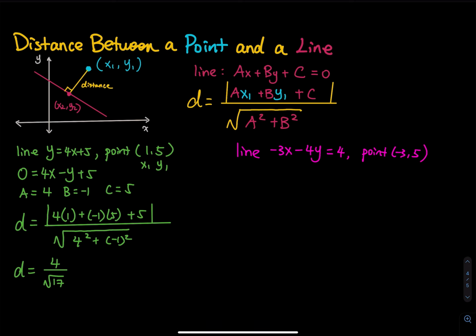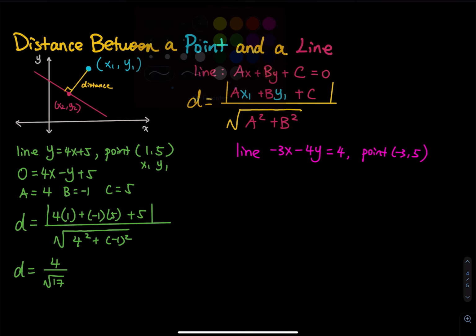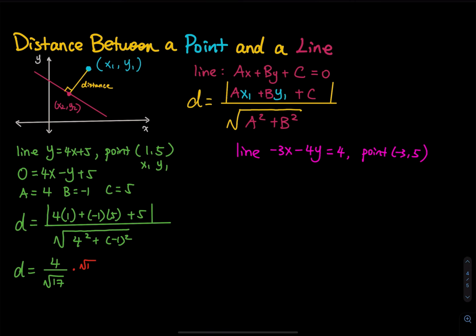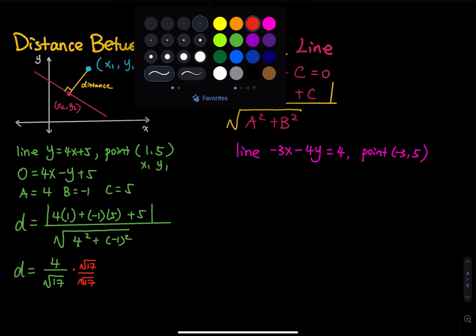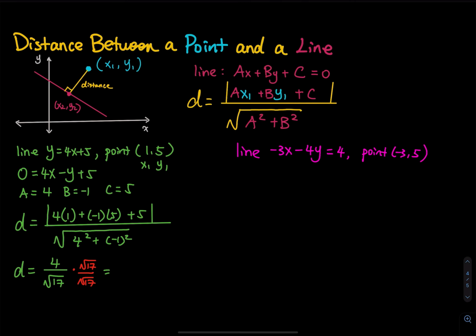When you are doing homework online, they would like you to rationalize your answer. So when you rationalize, you have to multiply the top and bottom by the square root of 17, because rationalize means we do not want to have a square root in the denominator. Root 17 times root 17 is 17, and the top is 4 times root 17. That's it. This is the distance.